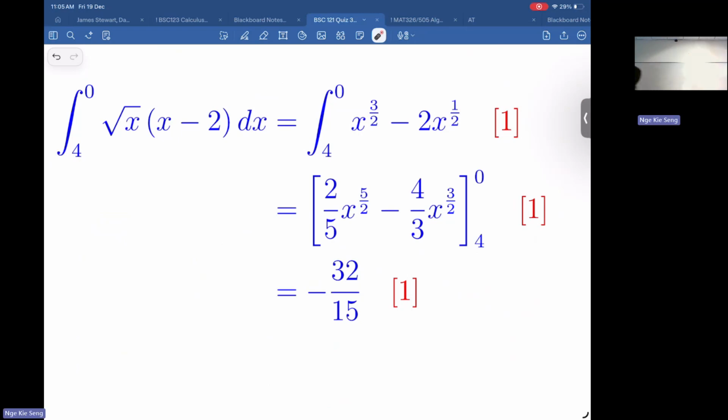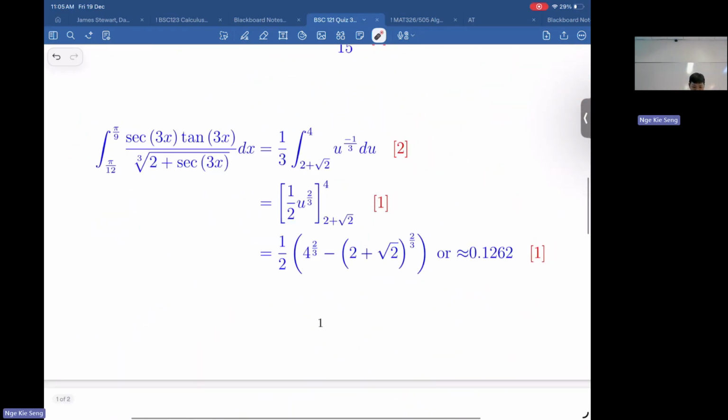And I think one of the tricky parts is this is integrating from 4 to 0. Usually we'll go from 0 to 4. So that's why you can expect a negative popping up here. But actually it still depends on the integral.